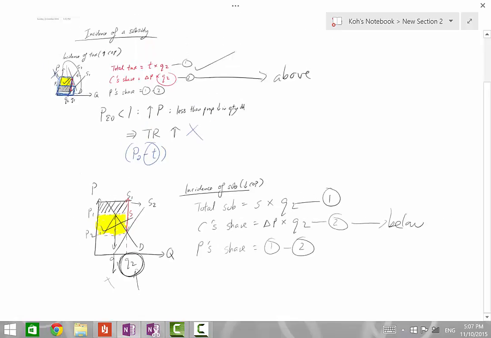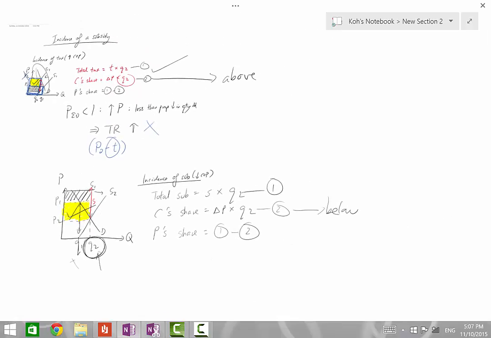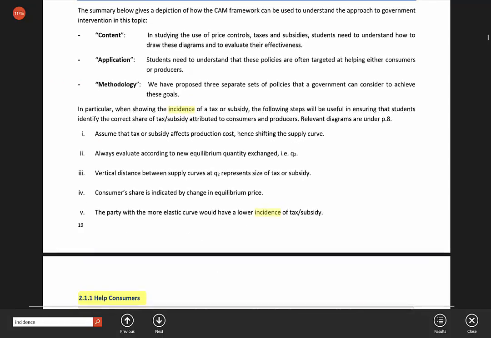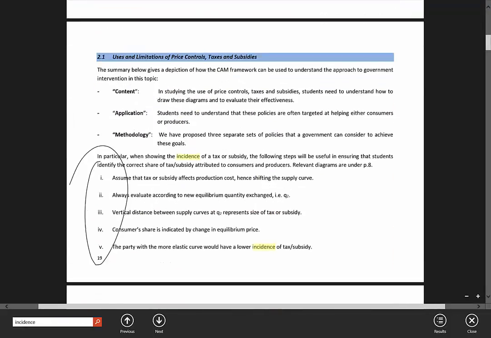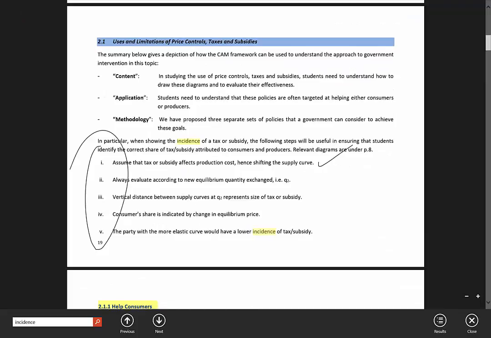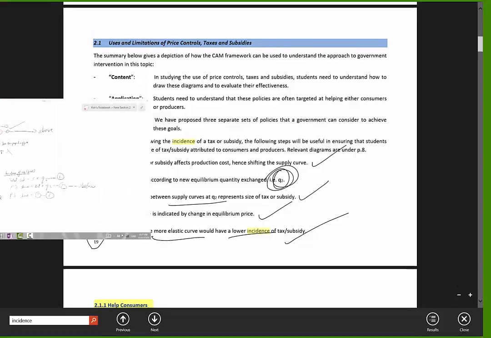So to make sure you get the derivation right, you have to practice a lot. That's definite. But you can also refer to the series of steps here in my book. There are 5 steps to get the incidence right. So we always shift the supply curve unless it's really specified otherwise. You always look at the new equilibrium quantity. The vertical distance between the supply curves at Q2 is the size of the tax or the subsidy. The consumer share is given by the change in price, and whoever has a steeper curve will have a larger incidence. Or equivalently, whoever has a more gentle curve will have a lower incidence. Okay, so I hope that helps.